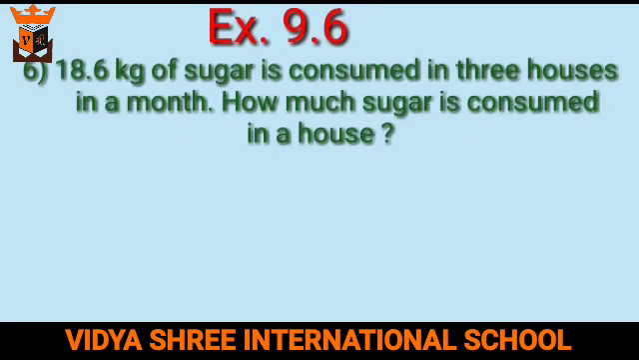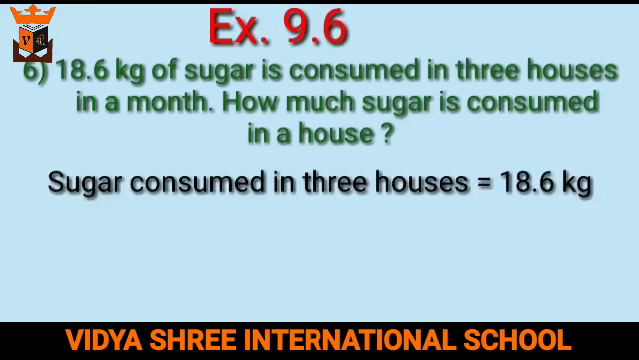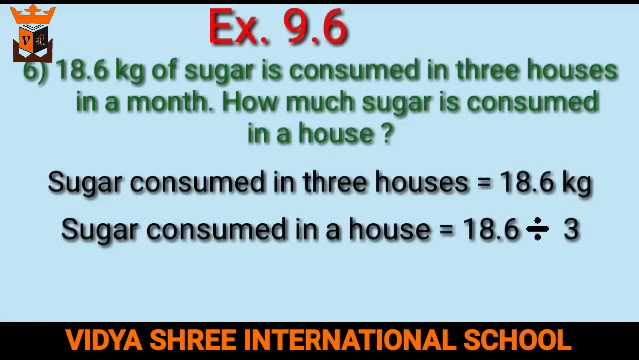Next question is, 18.6 kg of sugar is consumed in 3 houses in a month. How much sugar is consumed in a house? So according to the question, sugar consumed in 3 houses is equal to 18.6 kg, and the sugar consumed in a house will be 18.6 divided by 3. So we get 6.2 kg of sugar is consumed in a house.